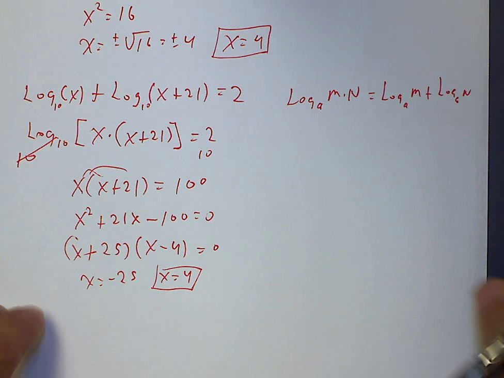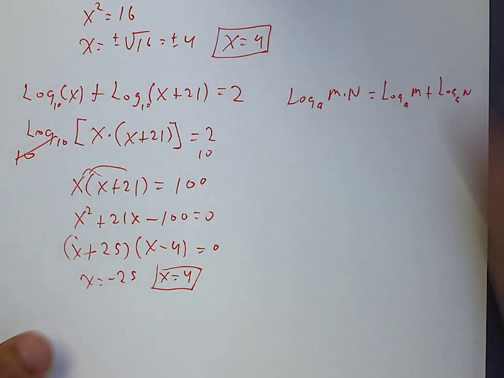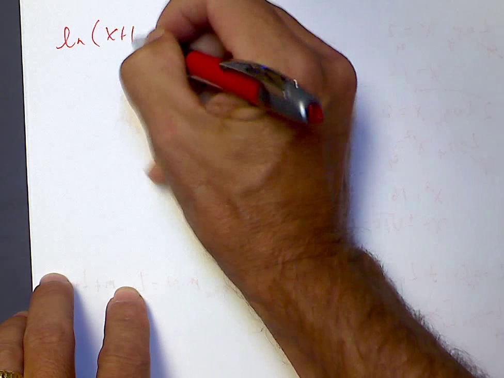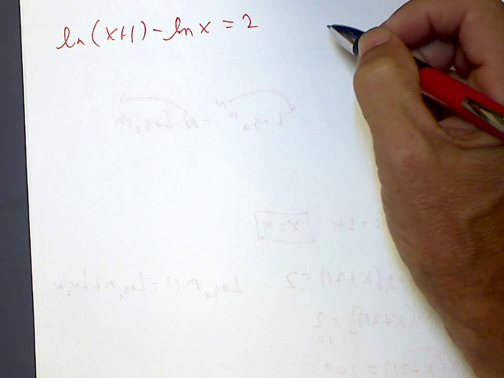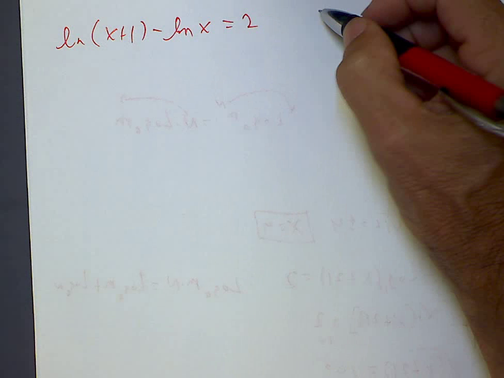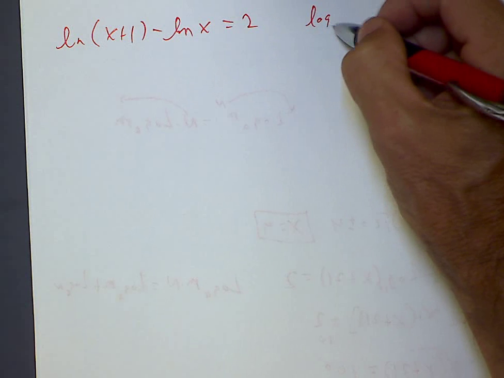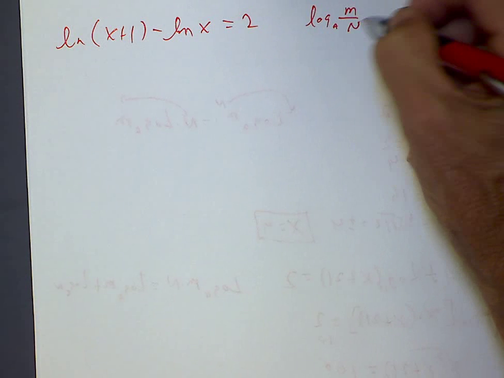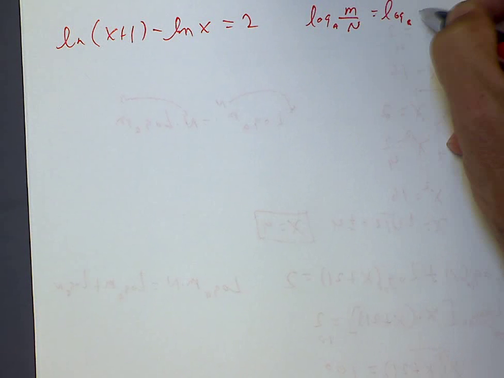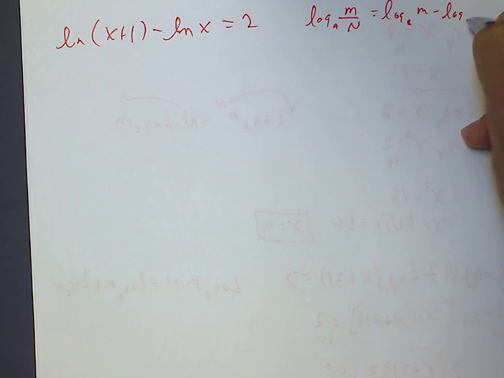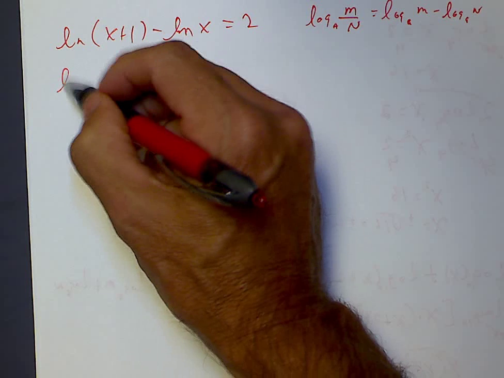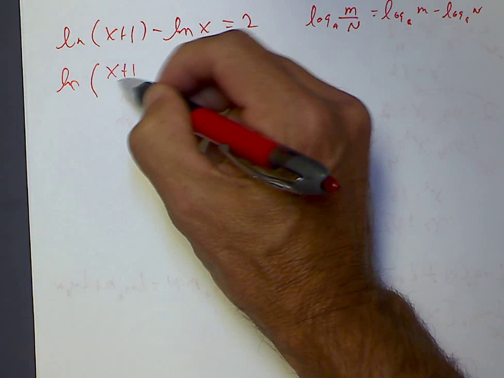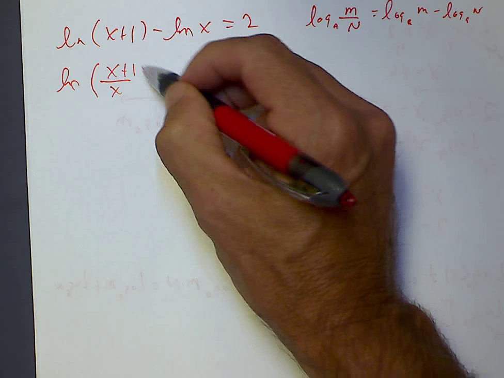Okay. One last example for you. What if I had the natural log of x plus 1 minus the natural log of x equals 2? Okay, so this is a subtraction problem. Remember from yesterday, log base a of m divided by n equals log base a of m minus log base a of n. Well, I have a minus problem. Let's write it as a division problem. That is natural log of x plus 1 over x equals 2.